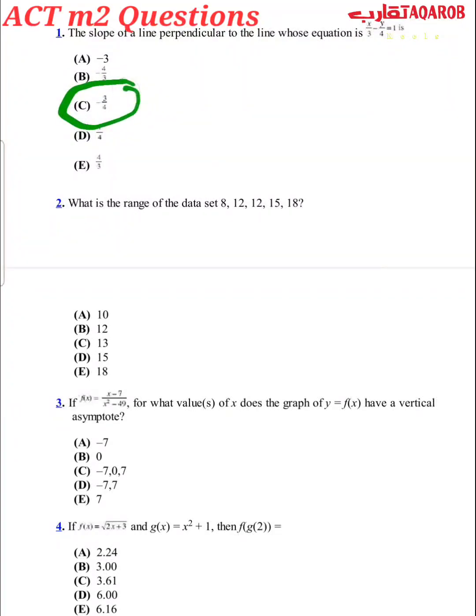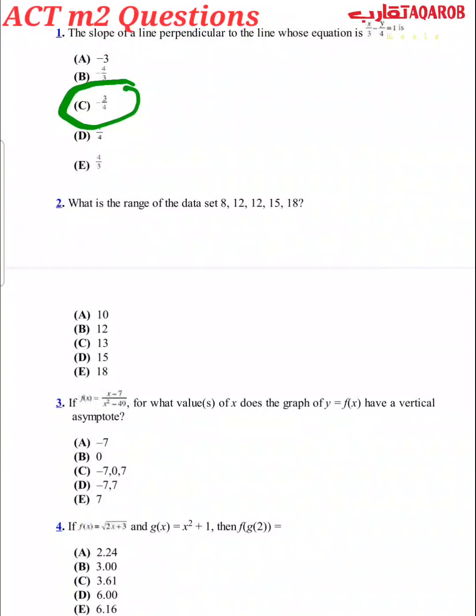Now move to question number 2. What's the range of the data set 8, 12, 12, 15, 18? The range equals the largest value minus the smallest value. So here we have the largest value is 18 and the smallest value is 8. So 18 minus 8 equals 10.